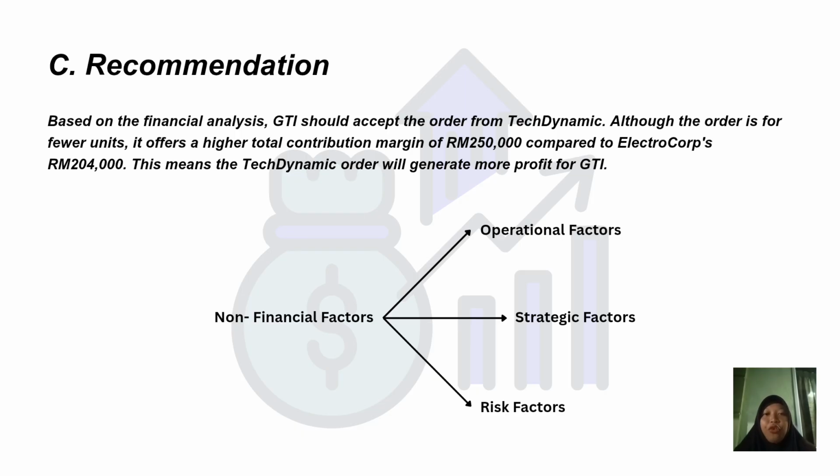However, we must also consider non-financial factors. Operational: Tech Dynamic's order is for fewer units, which puts less strain on the already high-capacity facility. Strategic: Electrocorp is a new European client, and accepting their order could open doors to a new international market. Conversely, Tech Dynamic is a long-standing domestic client, and maintaining this relationship is vital for business stability.